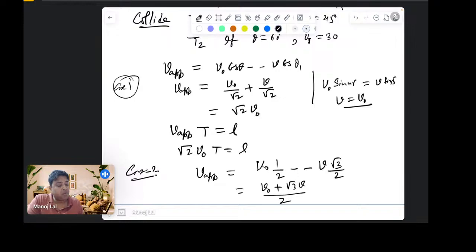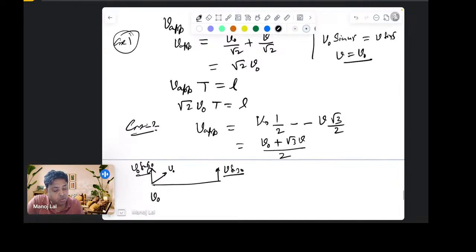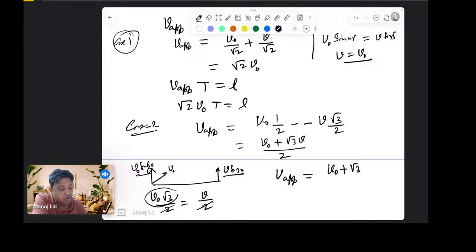Now again you apply the same concept in the perpendicular direction. This is V naught sin 60, and this is V sin 30. These two are equal. So what will I write? V naught root 3 by 2 is equal to V by 2. So V is equal to root 3 V naught. So I put this value, and I get the velocity of approach in this case as V naught plus root 3, with V equal to root 3 V naught.